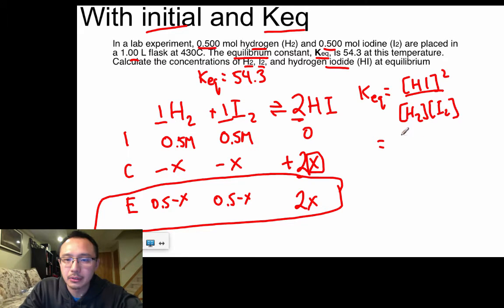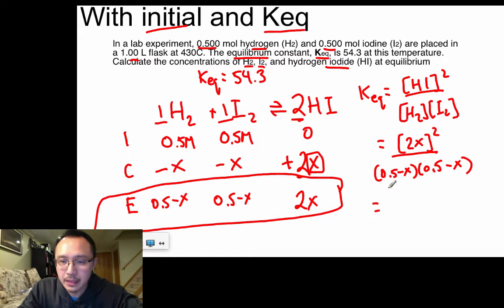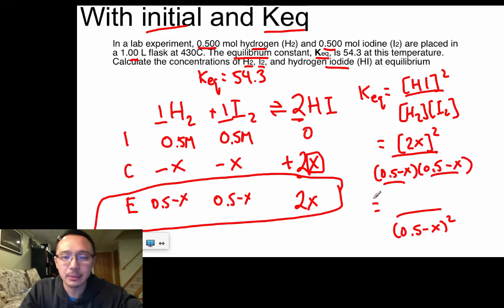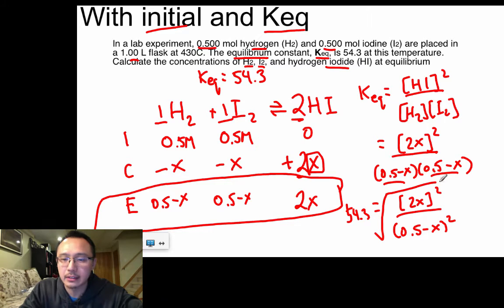I'm just going to substitute these numbers in, or algebra. So 2x squared divided by 0.5 minus x times 0.5 minus x. You can notice that 0.5 minus x and 0.5 minus x are multiplied to each other, so we can put that as 0.5 minus x squared. The top part is going to be 2x squared as well. I didn't want to do 4x squared because of this reason. KEQ is 54.3. The numerator is squared and the denominator is squared, so why not take the square root of both sides to get rid of that?